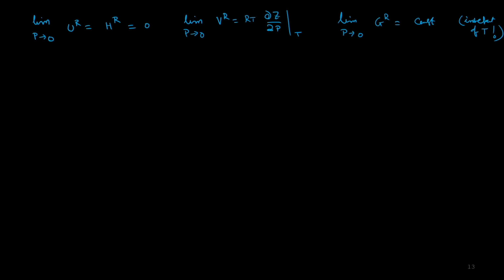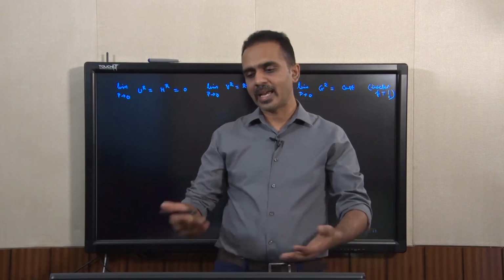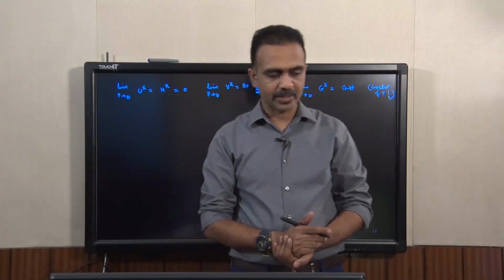Now how does this information help me? So for example, we want to calculate the residual enthalpy at some condition. How do I do this using this information? So now I have some idea about what happens to various residual properties at the 0 pressure limit. Let's see how I can use this information and calculate residual properties at other conditions.